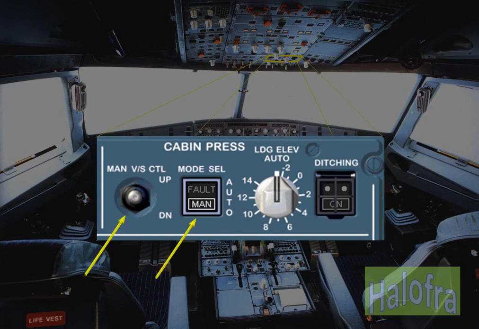The Mode Select switch enables the system to be used in manual mode in case of failure of the automatic function. The Manual Vertical Speed Control switch is used to set the cabin pressure altitude when manual mode is selected. In this configuration, the third electrical motor operating the outflow valve is directly controlled by this manual vertical speed control switch.